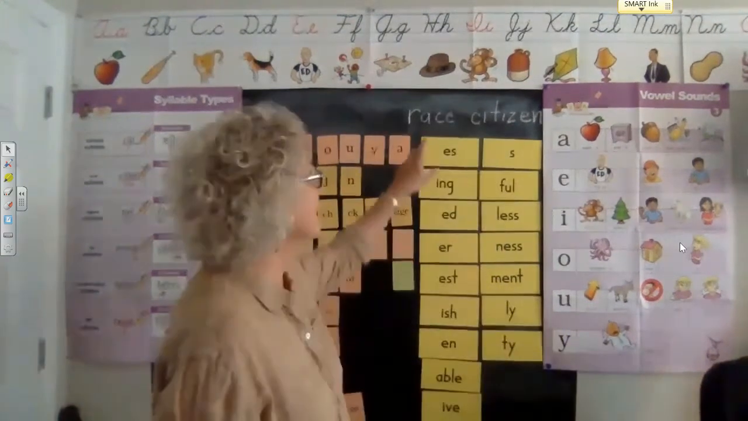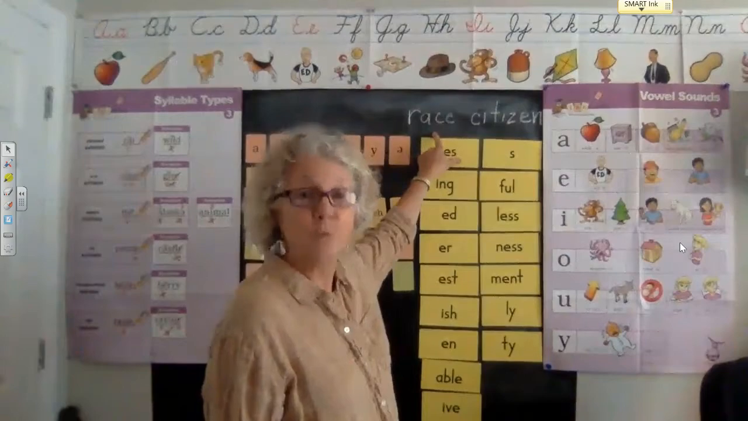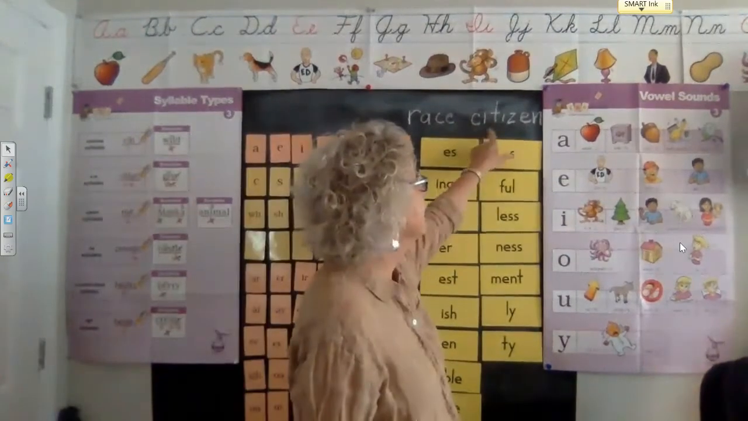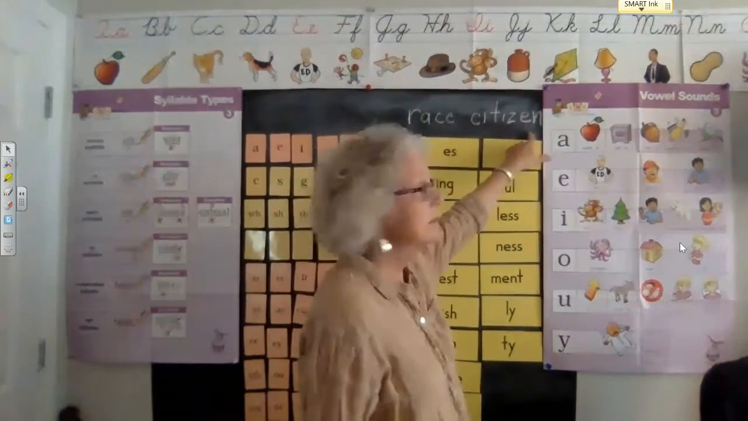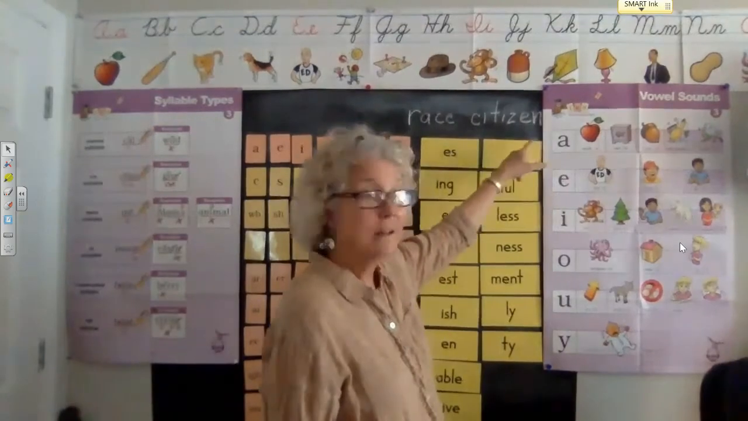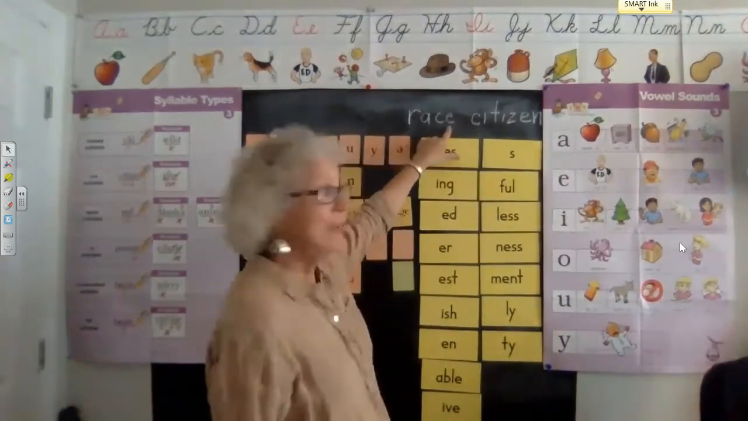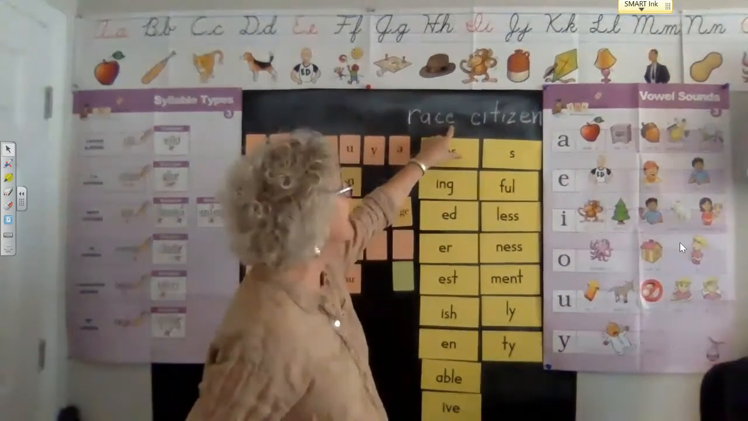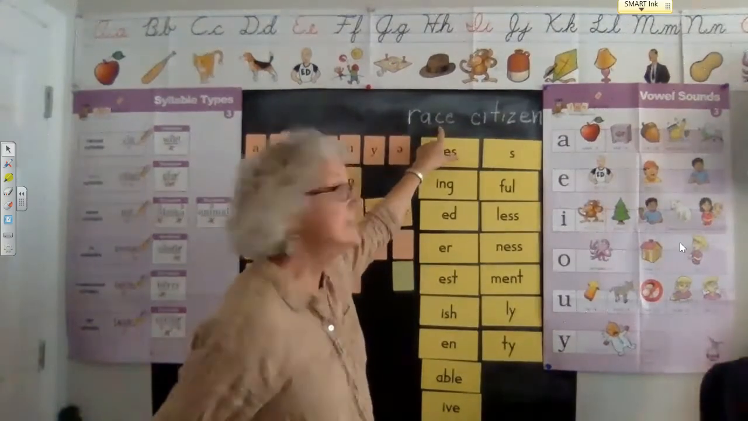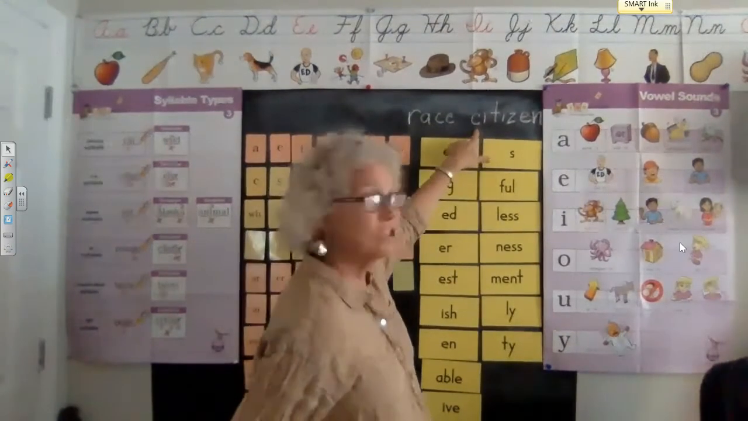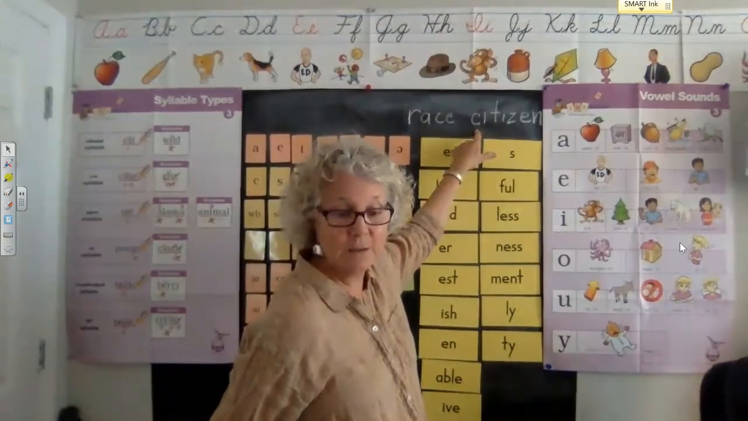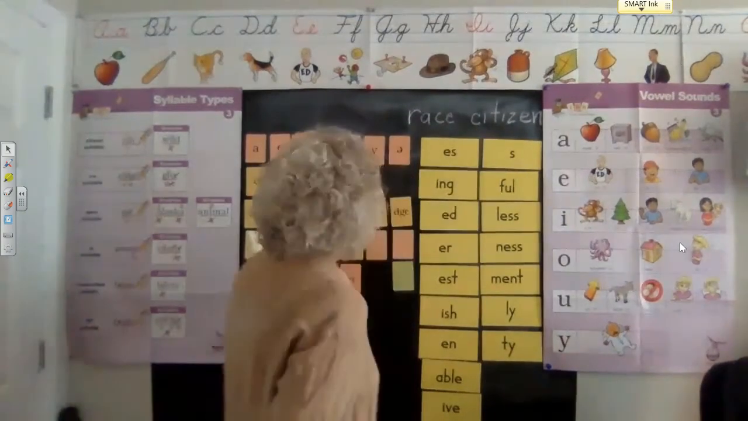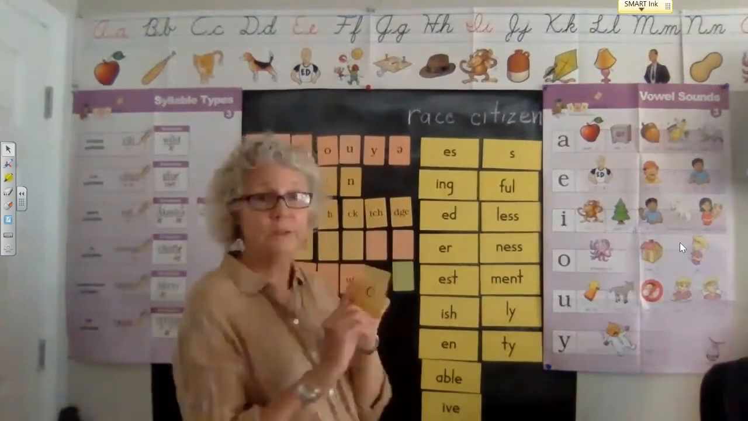Okay, so let's read these words. Race and citizen. Citizen. So right here we have two words, right? We have an E that's changing the sound of the C, and we have an I that's changing the sound of that C, right? Okay, so let's go ahead and just drill this card.